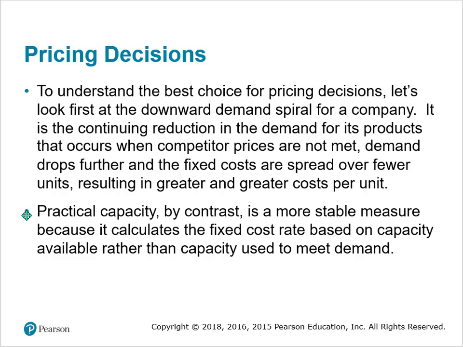Now the downward demand spiral for a company is important to understand. It's also called the death spiral. Before determining the best capacity level for pricing decisions, it is the continuing reduction in demand for its products that occurs when competitor prices are not met. Okay, demand drops further and the fixed costs are spread over fewer units, resulting in greater and greater costs per unit. Okay, and I think it really is the death spiral.